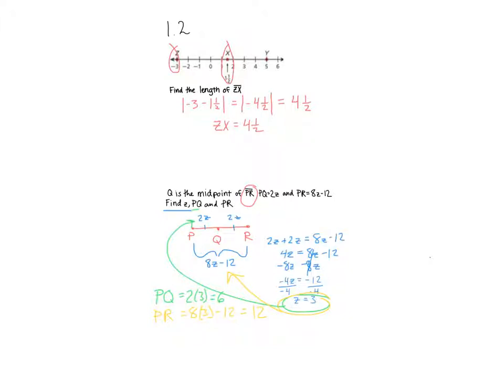So the keyword in this one is Q is the midpoint. Because when it tells us it's the midpoint, or if it tells us it bisects, we know that we have two equal parts. Any questions on this slide?